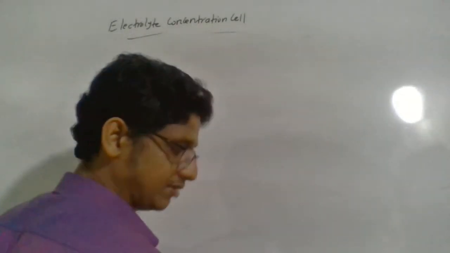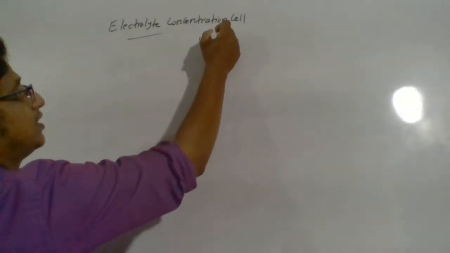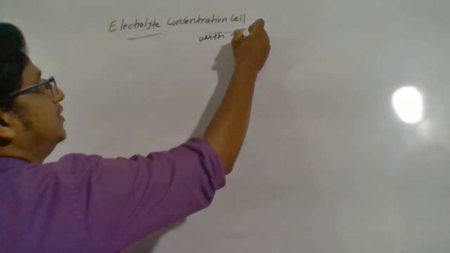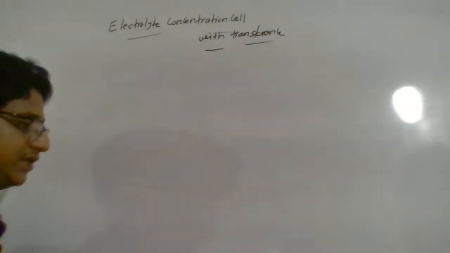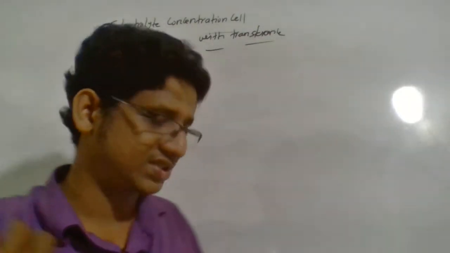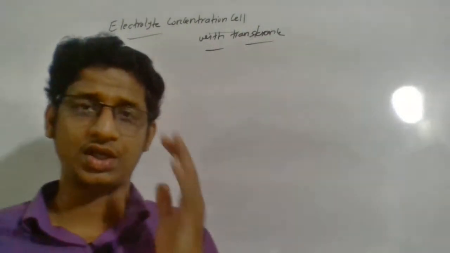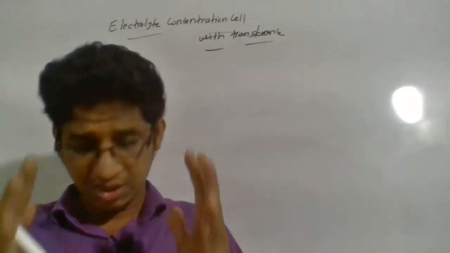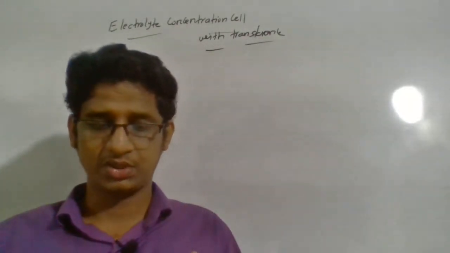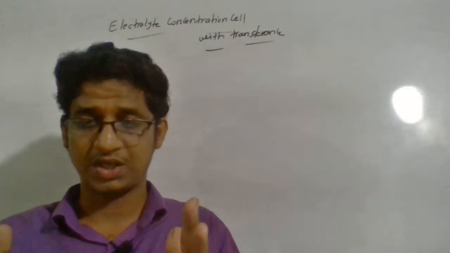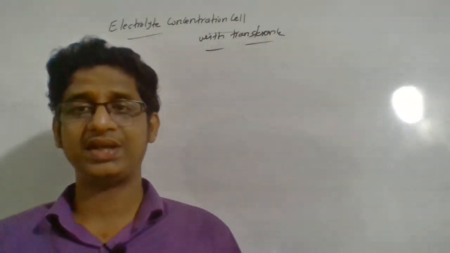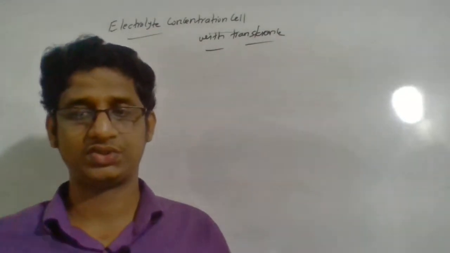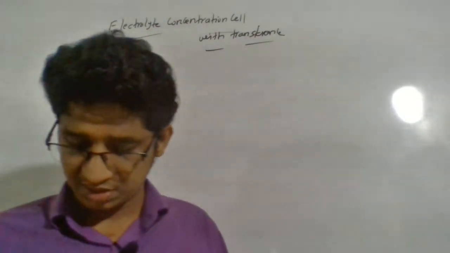Now let us discuss the important one, the electrolyte concentration cell with transference. This is the case where the electrodes are the same, but there is a direct transfer of electrolyte through the junction. Two half cells are separated by a junction where the electrolytes are allowed to transfer to each other. So this is an equation that you can remember.